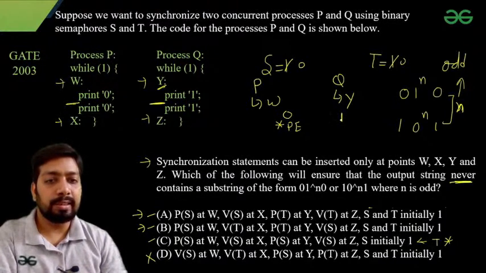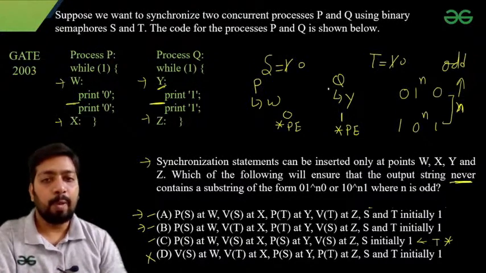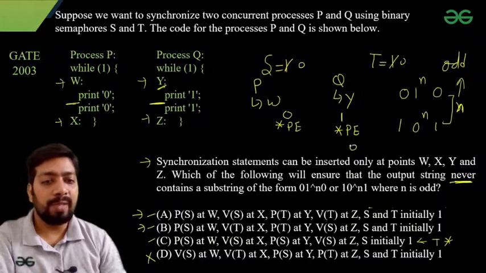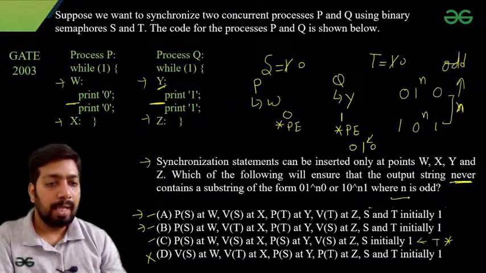So after printing just 1, suppose it is again preempted and process P gets the CPU again. So the answer will be 0 1 0, and now n is odd, because in a very simple string, n should not be odd. Fine. Here n is odd.